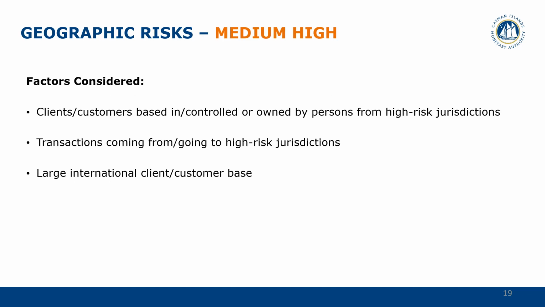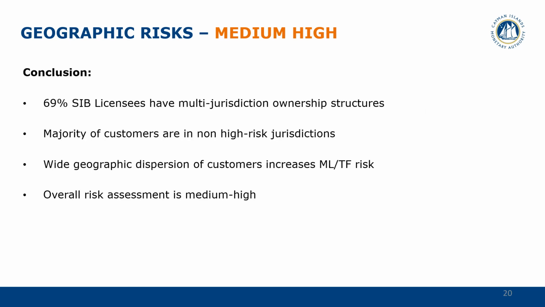And underpinning all of these inherent risk factors are the geographic risks, which were deemed medium-high. So geographic risks pertain to the numbers of clients and customers based in or controlled or owned by persons in high-risk jurisdictions, transactions coming from or going to high-risk jurisdictions, and the large international client or customer base. The overall conclusion here was that a large number, 69% of SIB licensees, have multi-jurisdictional ownership structures, which in itself creates the potential for risk.